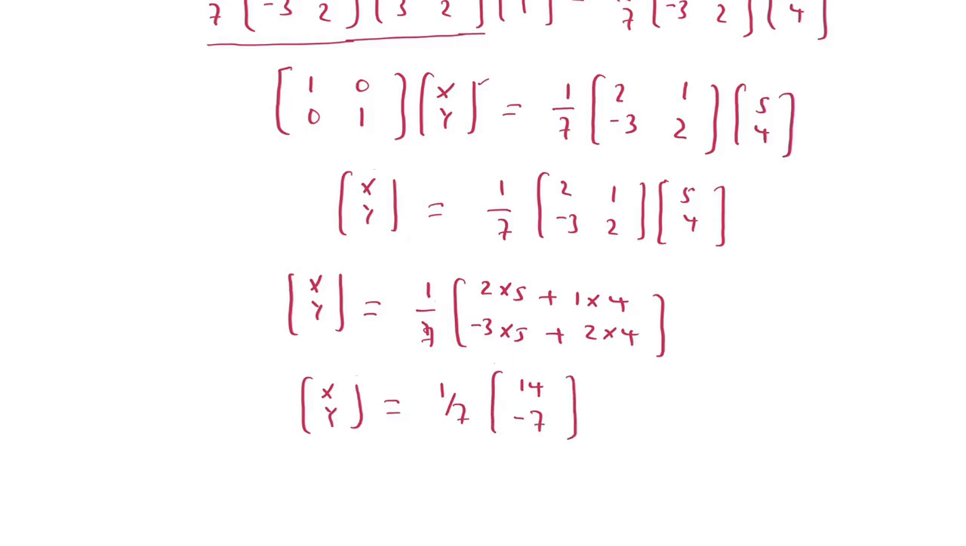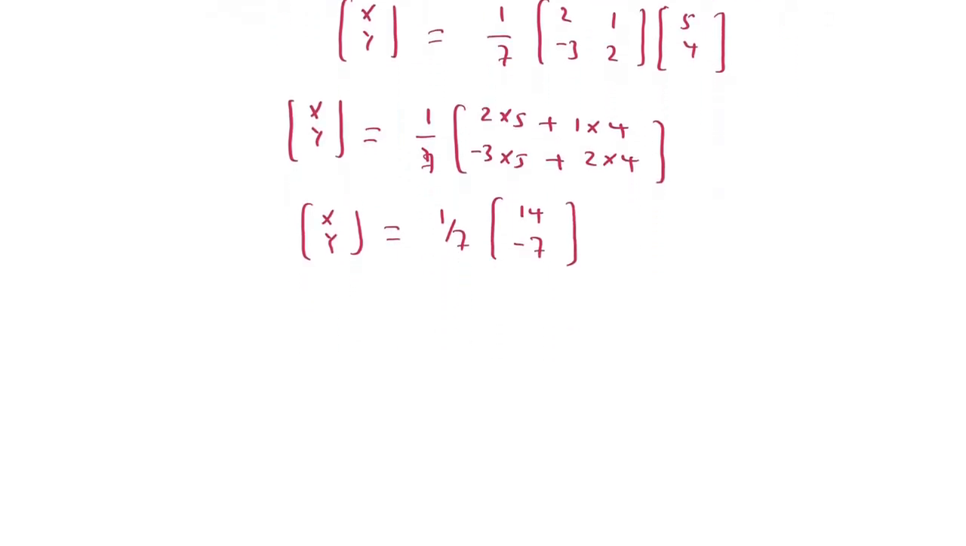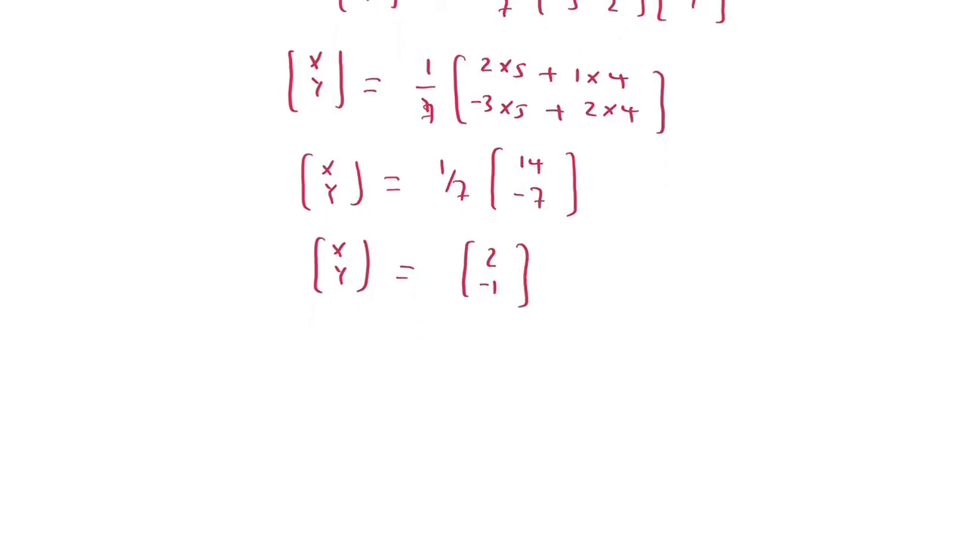Okay, so next we are going to apply the scalar multiplication for our right hand side. Then our equation is going to be x, y equals 2, negative 1. Okay, so now we can compare the elements. Then the values are going to be x equals 2 and y equals negative 1. And these are going to be our answers.